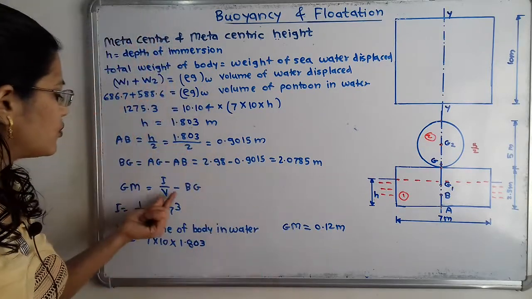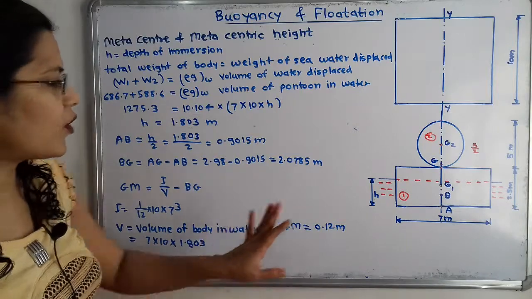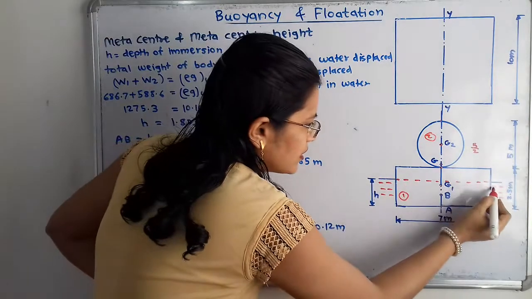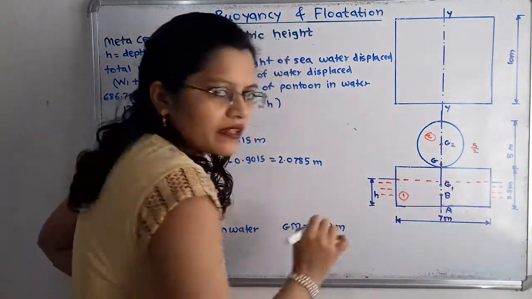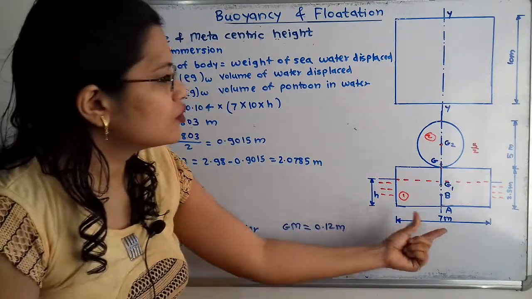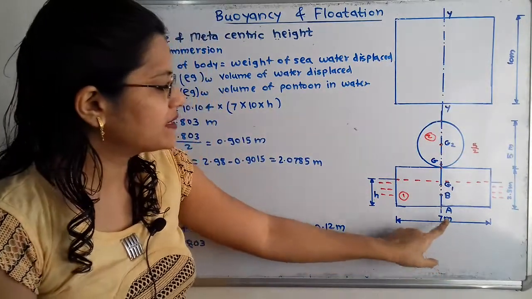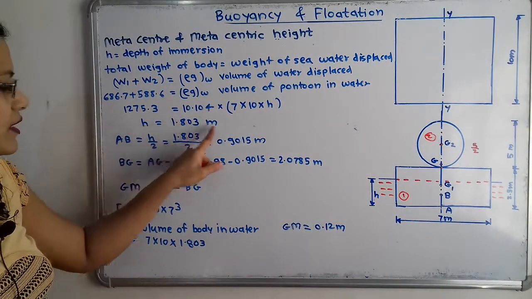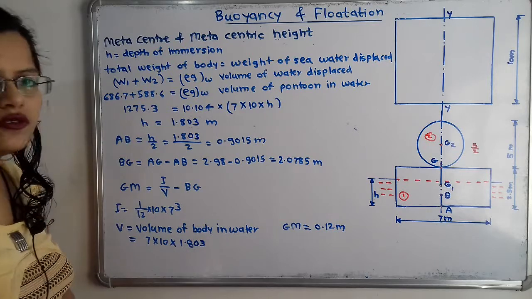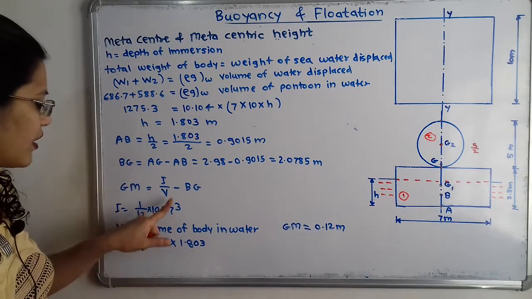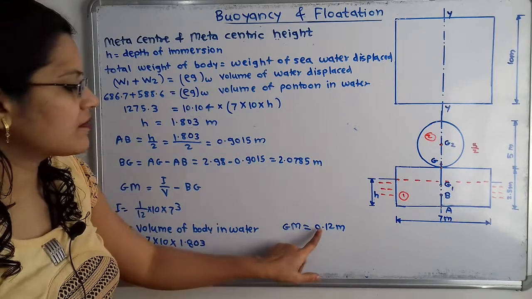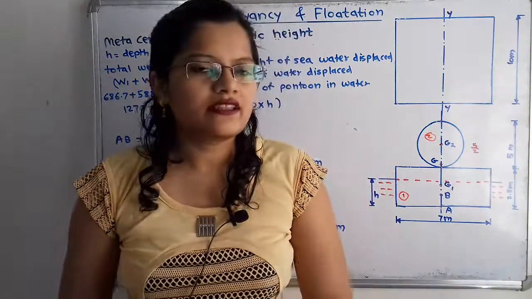Now what about the volume? We have to take the volume of the body inside the water. If we observe, we have to take only this volume, that is below this red marker line. Again we now know the value of h, so we will put that. The volume is 10 multiplied by 7 multiplied by h, where h is 1.803. So this is the volume, 7 multiplied by 10 multiplied by 1.803. When we put in the value of I, the value of V, and this value of BG, we can calculate the metacentric height, that is equal to 0.12 meter, and this is the answer.